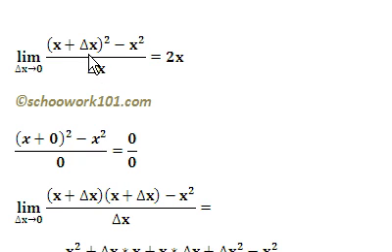I would suggest that we try simplifying this down as much as we can. Because this is squared, we can write this as (x plus delta x) times (x plus delta x), because there are two of them. Now we want to FOIL this out, and then collect like terms in the numerator, and simplify.